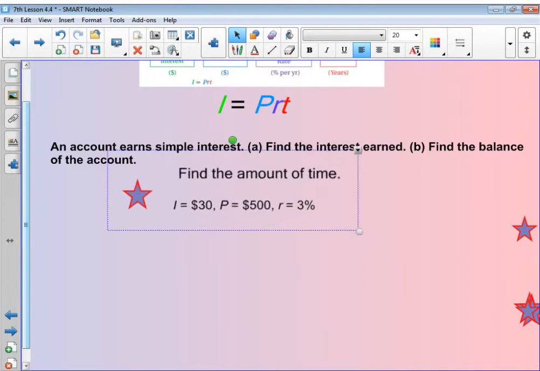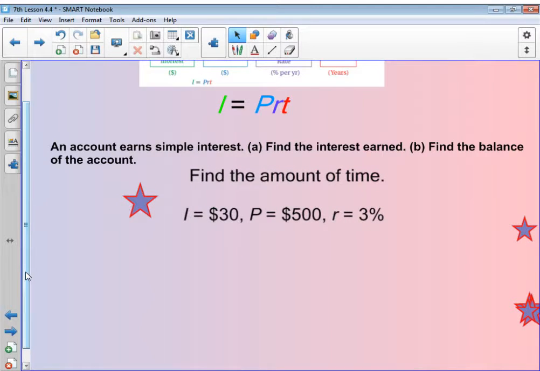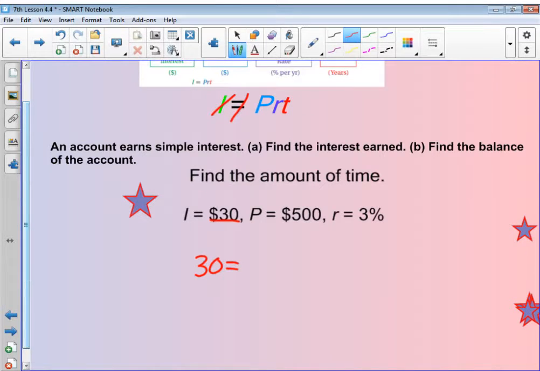This time they're asking for the amount of time. Okay, same concept. It's just that this time we're not going to have the time given to us. We're going to solve for the time. So do we know our I? Yes, that's $30. Then I have an equal sign. So I'm just substituting in. For my P, yep, I know that. It's 500. Do I know the R? Yes, my R is 3%, so I want to write that as its decimal form, 0.03. I don't know the time, so that's what I'm going to write as T.